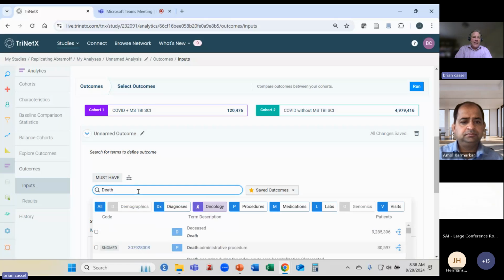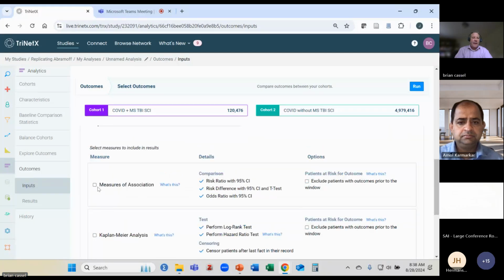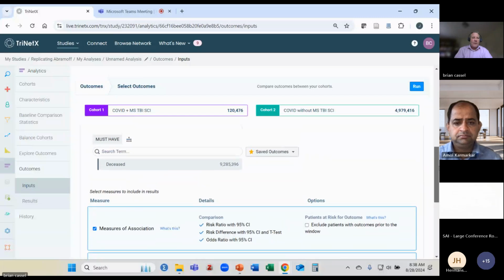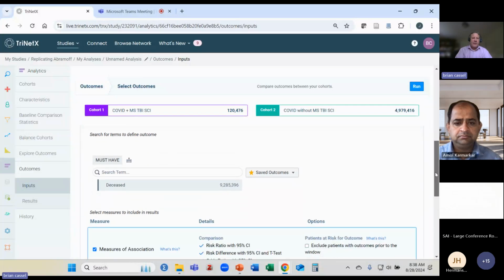One of their outcomes was death. So I can select that as one outcome and add that to the query. And I can do a measure of association for that, for the risk or odds ratios. And I can do a Kaplan-Meier. And I can give this a name, so when I look at my output, it's a little bit easier to follow.